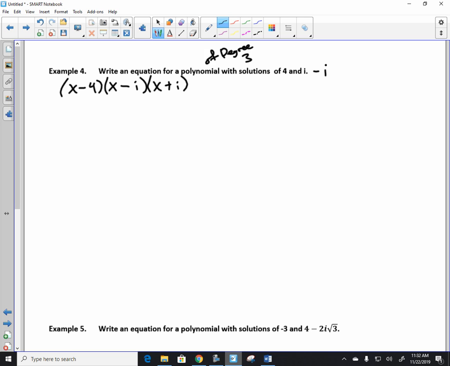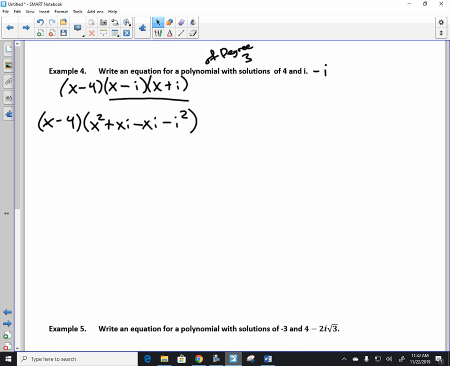Now all you have to do is multiply it out. I have x minus 4 there. And here I get x squared. Then what? Plus xi, minus xi, minus i squared. What happens to the xi's?